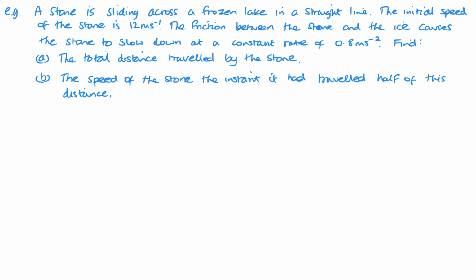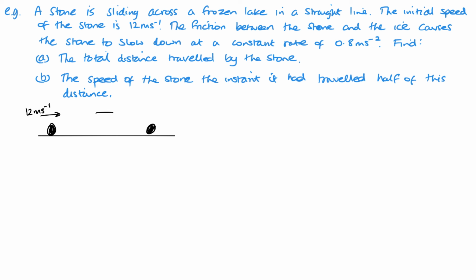Now, in this example, a stone is sliding across a frozen lake in a straight line. So I want to do a little quick diagram just to put this information on. It's not necessary in all questions, but it often can be useful. So we've got a stone sliding across a frozen lake in a straight line. So u is equal to 12 meters per second.